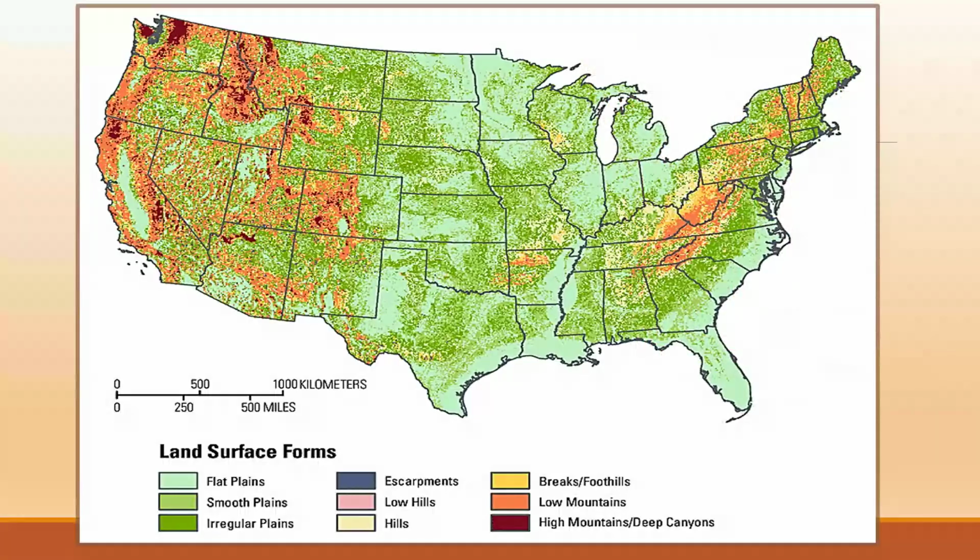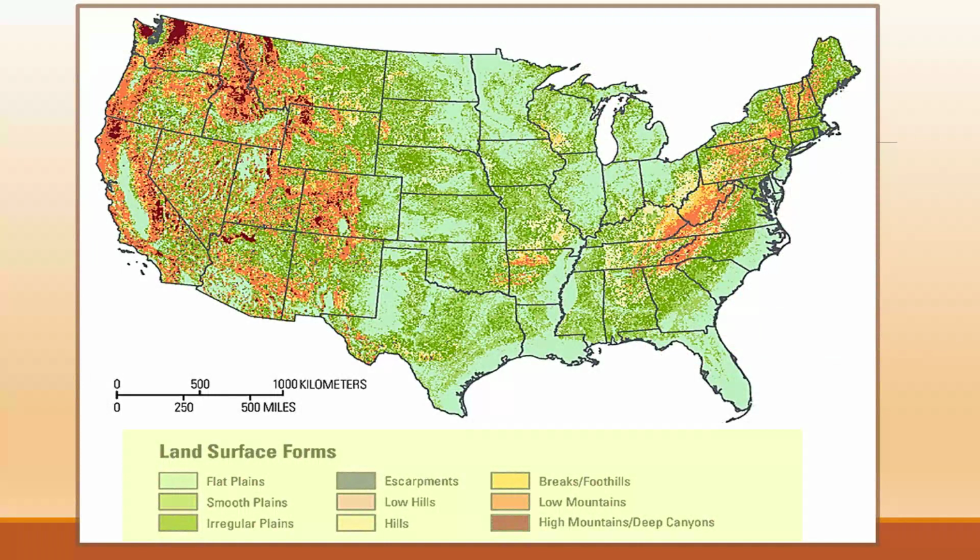This map is a good example of that. If you look at the key at the bottom of the map, you can see that there are flat plains, smooth plains, irregular plains, escarpments, low hills and hills, breaks, foothills, low mountains, and then high mountains and deep canyons.